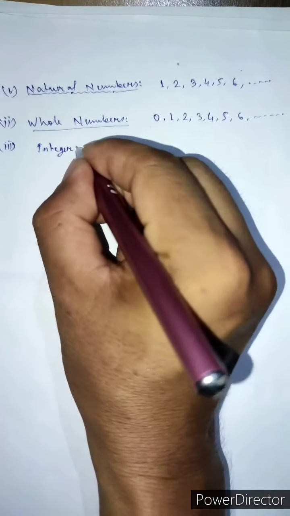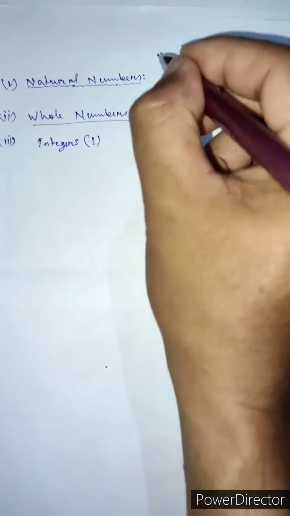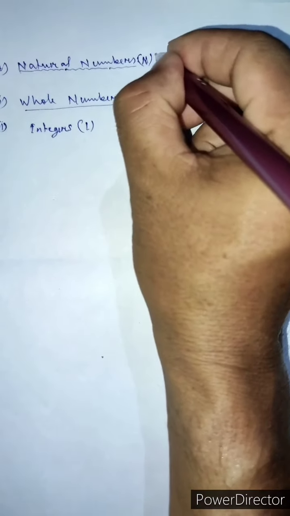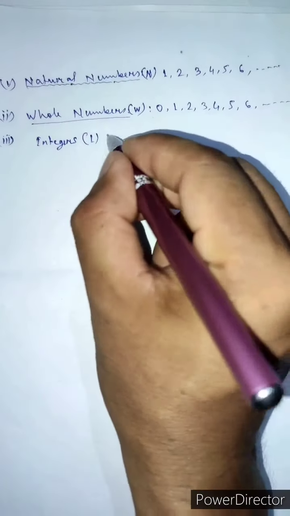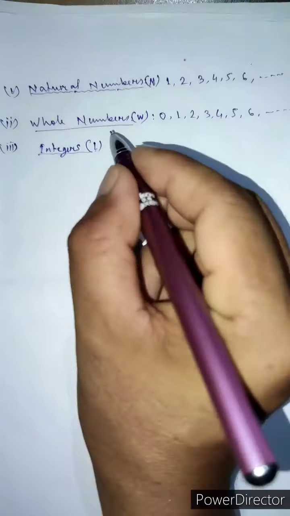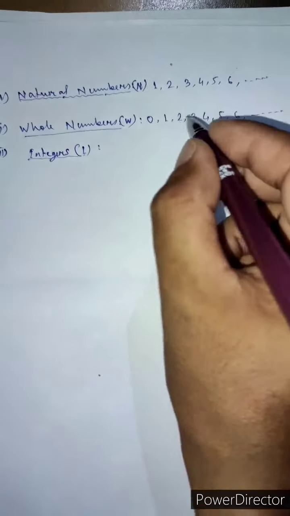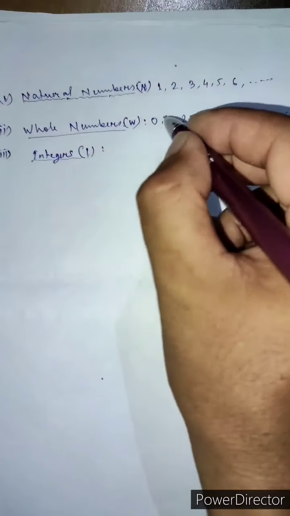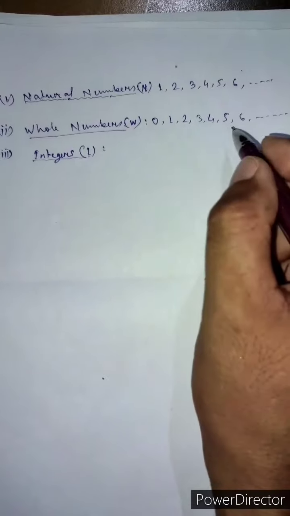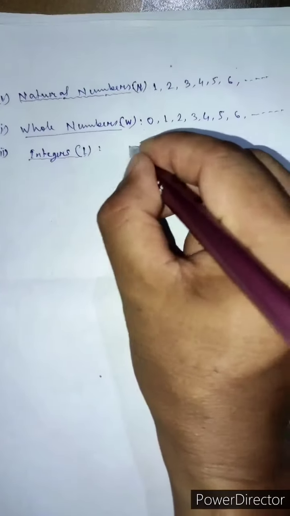Integers are generally denoted by I, and whole numbers are denoted by W. Natural numbers are generally denoted by N, right? This is W. So integers are whole numbers and negatives of the whole numbers, both positive and negative. If we include 0 also, then the numbers are called integers.